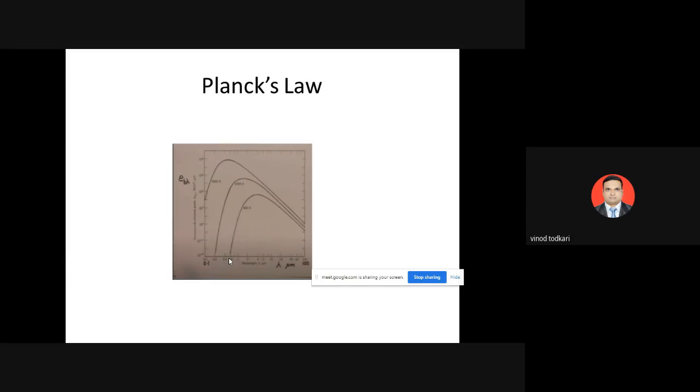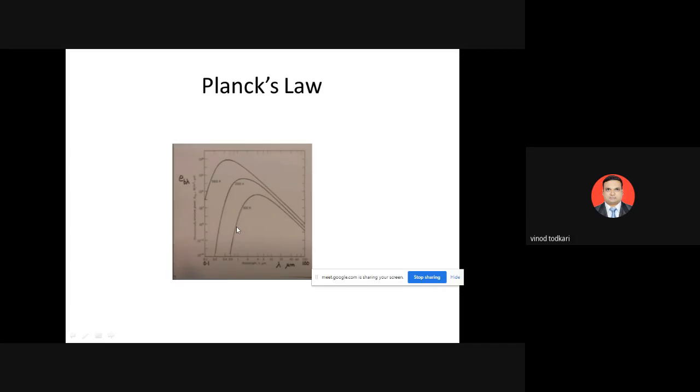So Planck has drawn this thermal spectrum. He has drawn lambda, that is wavelength, versus E b lambda. Lambda is wavelength. E b lambda is the monochromatic emissive power of a black body. And he has got this kind of curves. So what were his observations? Any curve is for a constant temperature. So the emissive power or monochromatic emissive power of a black body.